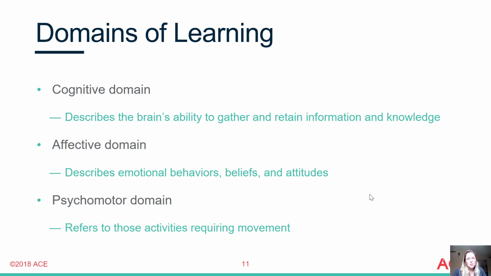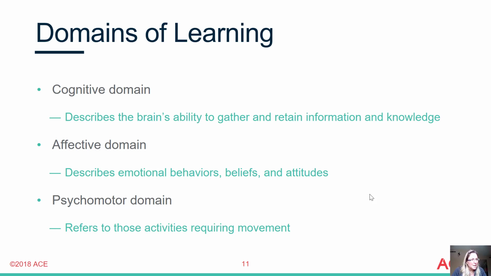So the three domains of learning we have are the cognitive, the affective, and the psychomotor. The cognitive domain really describes the brain's ability to gather and retain information and knowledge. As a group fitness instructor, we should incorporate some elements of education into our classes. Use points in time where we can educate our participants about various health-related topics.